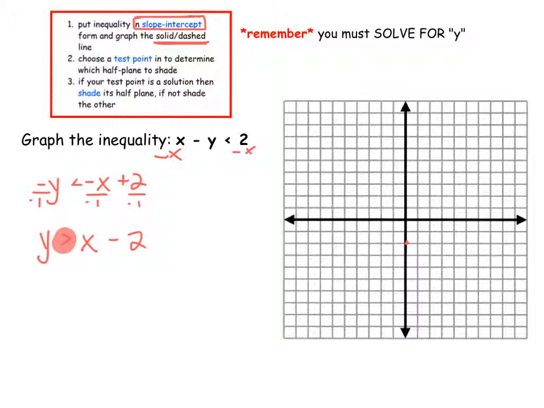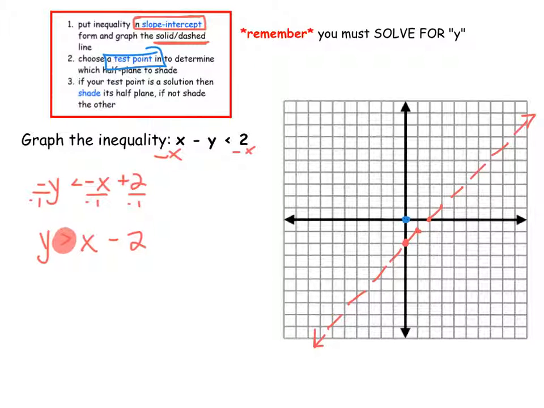So I have my intercept at 2. From there I move up 1 and over 1 for my slope. And I can draw in my dashed or dotted line, however you'd like to call it. Probably more dots than a ruler would have helped. Anyway. Next, you choose a test point to determine which half of the graph to shade.